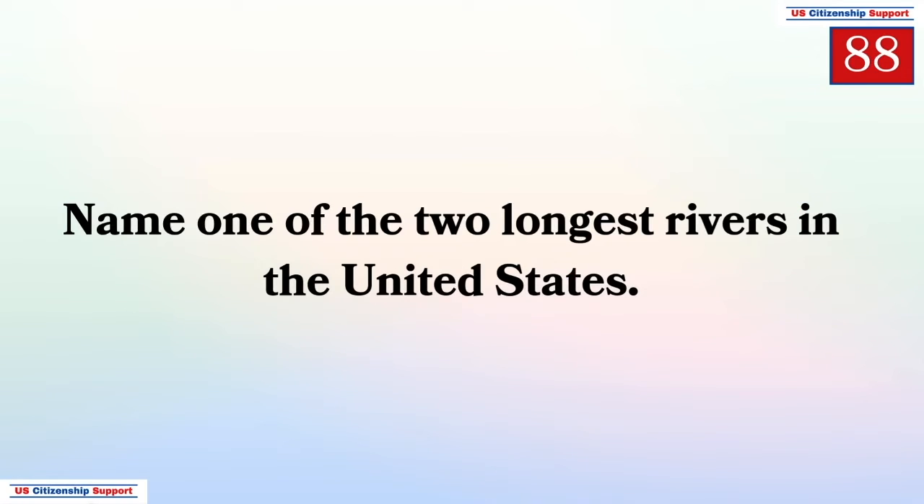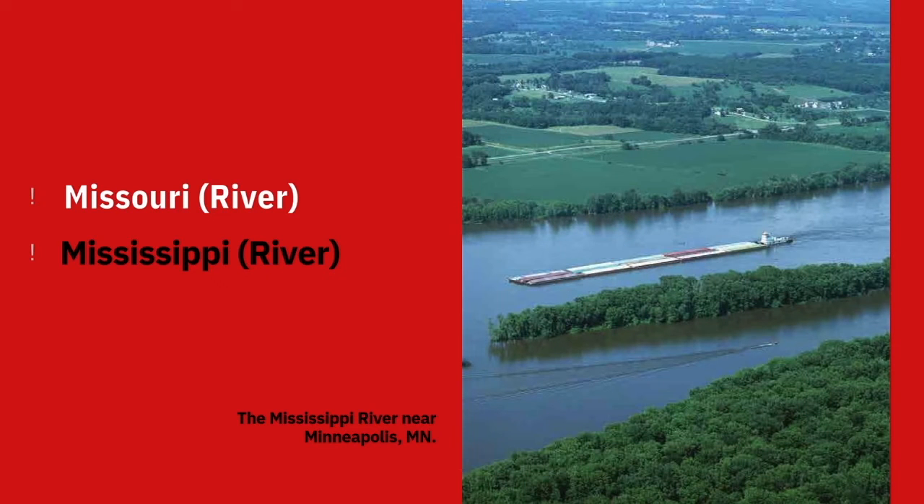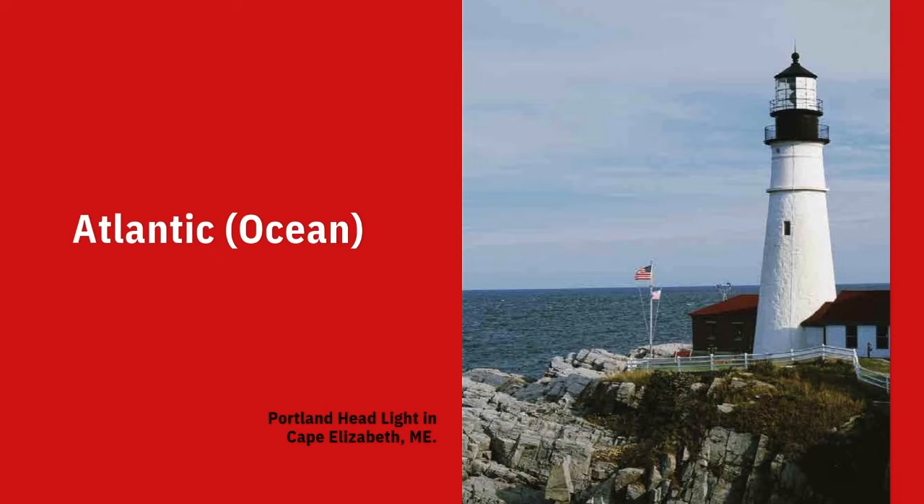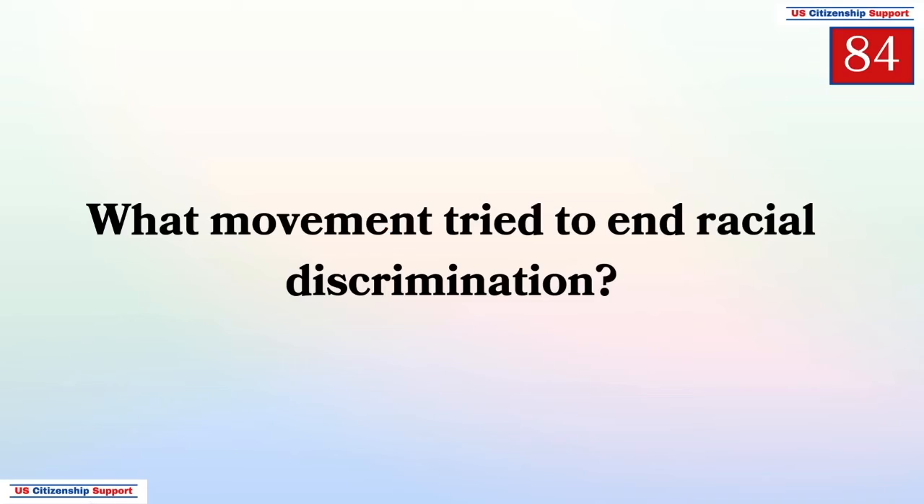Name one of the two longest rivers in the United States. Missouri River. What ocean is on the east coast of the United States? Atlantic Ocean. What movement tried to end racial discrimination?